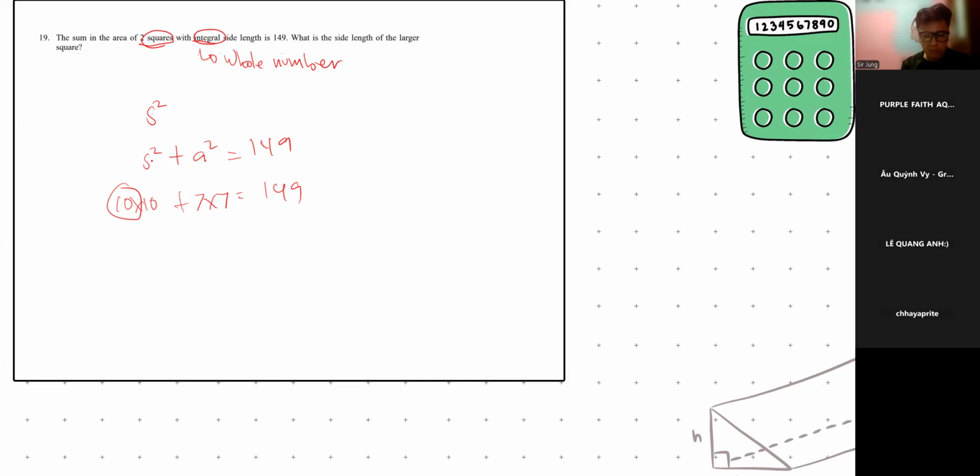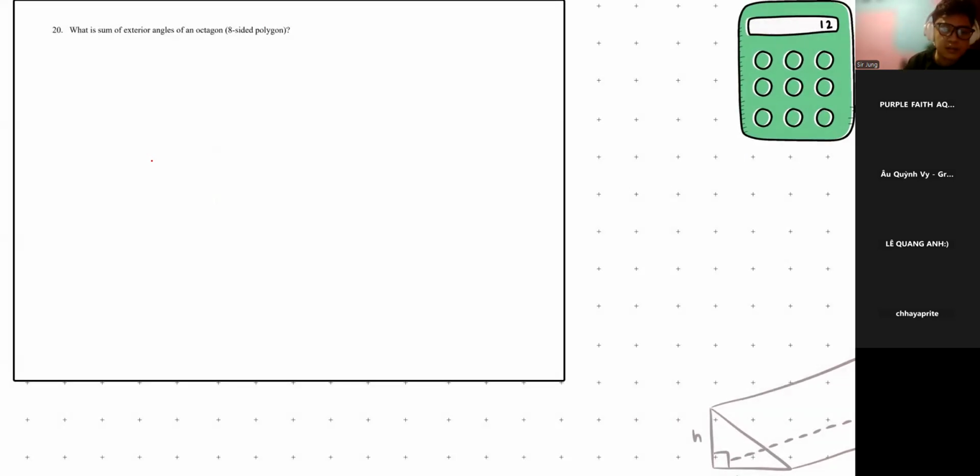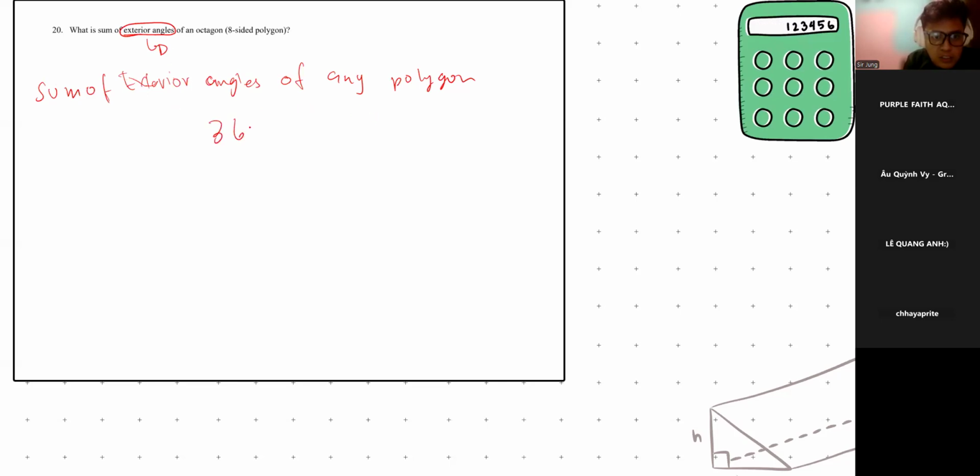Number 20. Okay, note that these are exterior angles, right? So the sum of exterior angles of any polygon is always equal to 360. So that should be the answer.